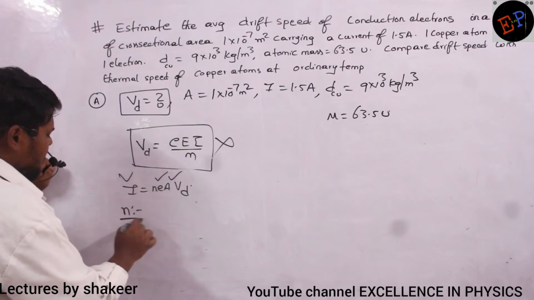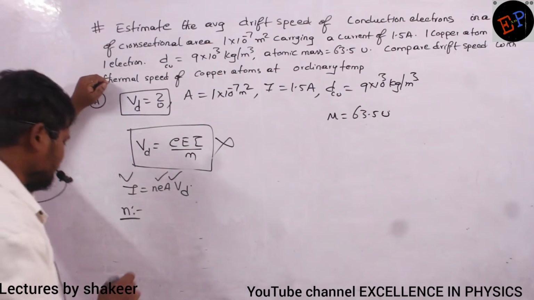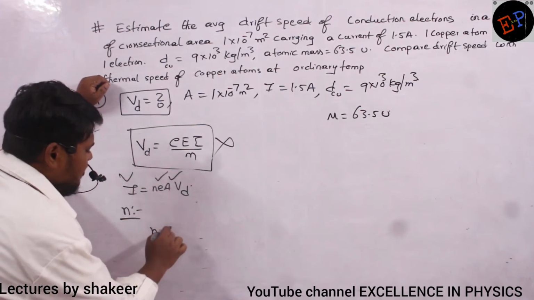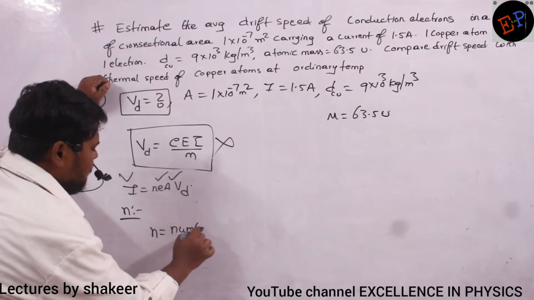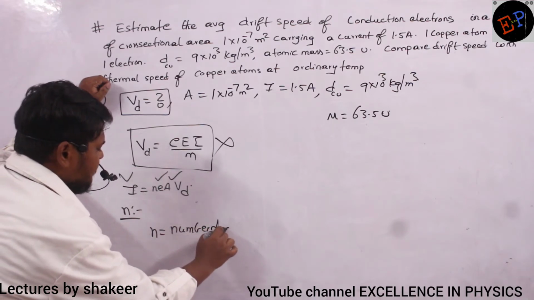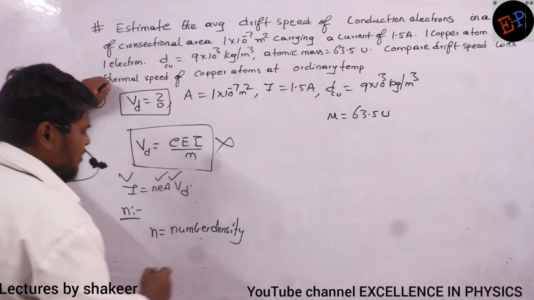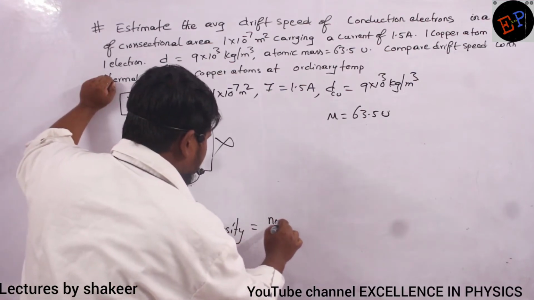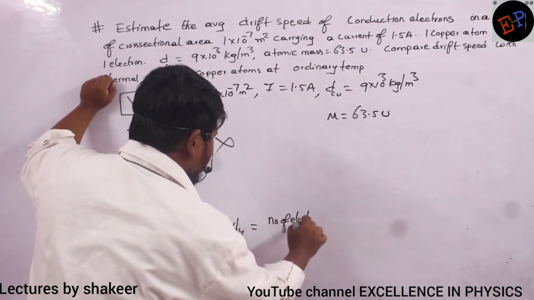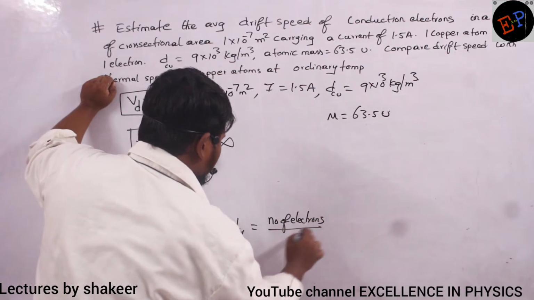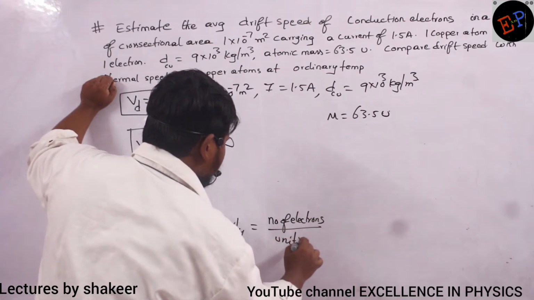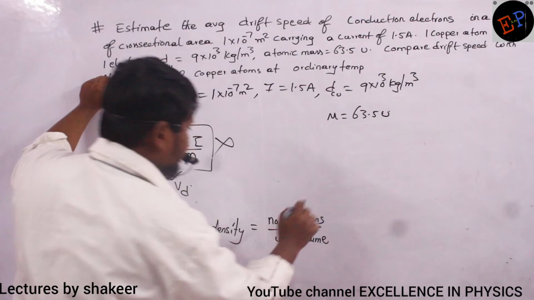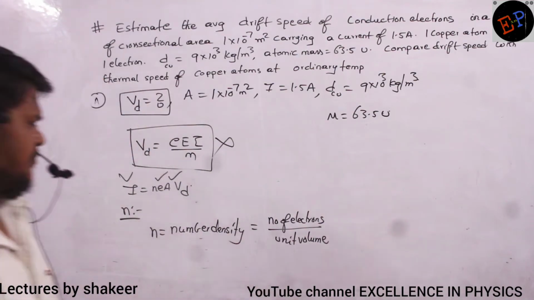N value, how can I calculate? Let us see. What is N here? Number density. What is meant by number density? Number of electrons per unit volume. This is called as number density of electrons. Are you able to understand?